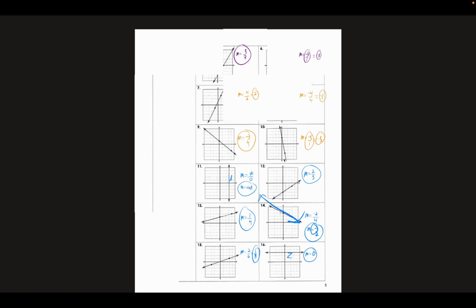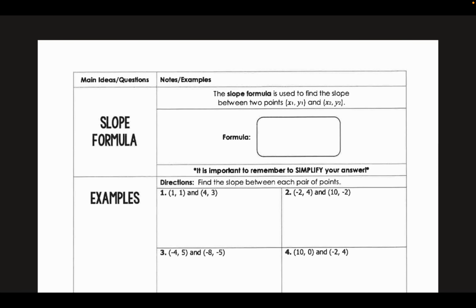Let's move on to the next part. We're going to use slope from points. So we used slope from a graph, and now we're going to identify slope with points. And so we're going to do this using a formula.